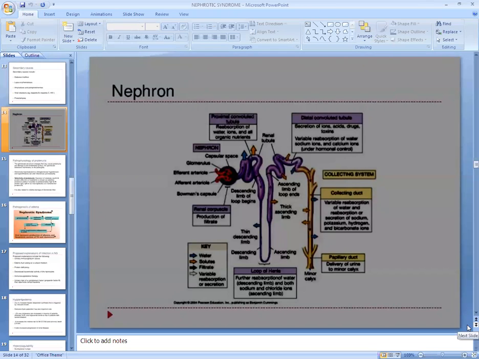This is the nephron part we already discussed. This is the glomerulus, tuft of capillaries, afferent and efferent, surrounded by Bowman's capsule. There is a Bowman's space. Then there is the proximal convoluted tubule.